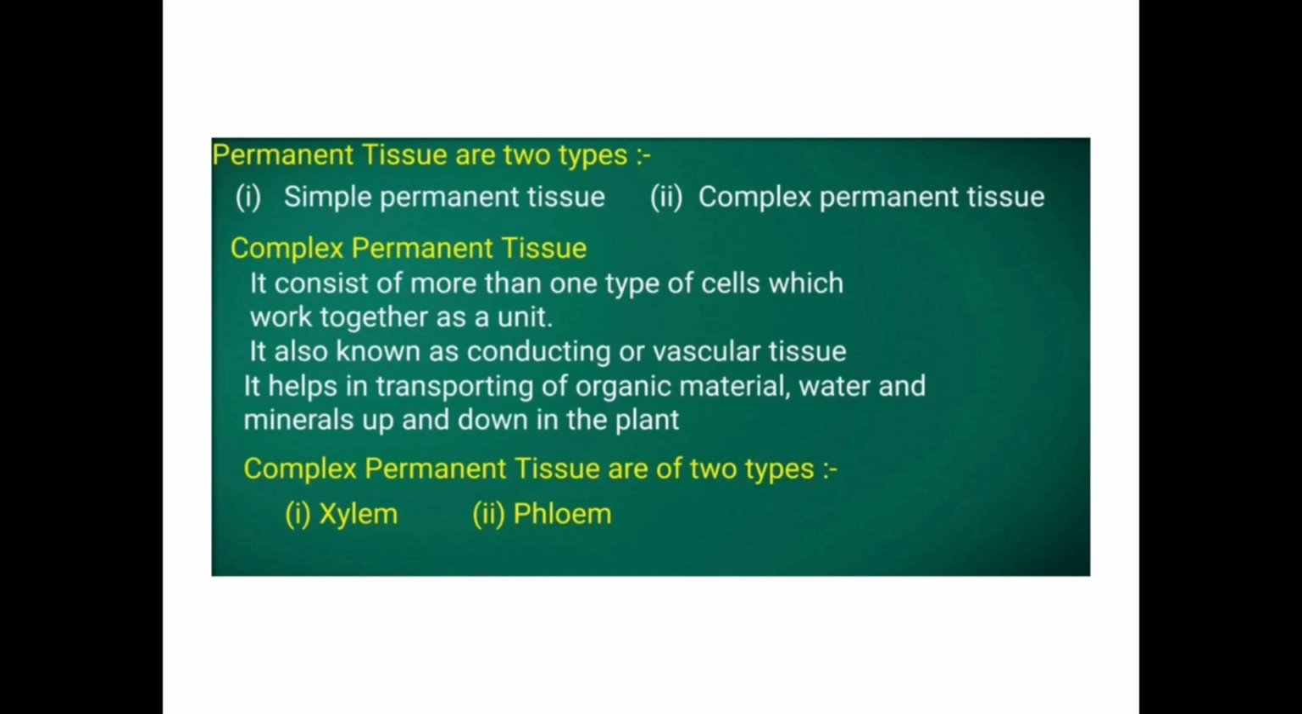So what is complex permanent tissue? It consists of more than one type of cells, and they work together as a unit. We already know tissue means a group of cells which perform similar function. So here a group of cells means more than one type of cell, and they perform one function. So it is also called vascular tissue. Then we can look at what is xylem and what is phloem.